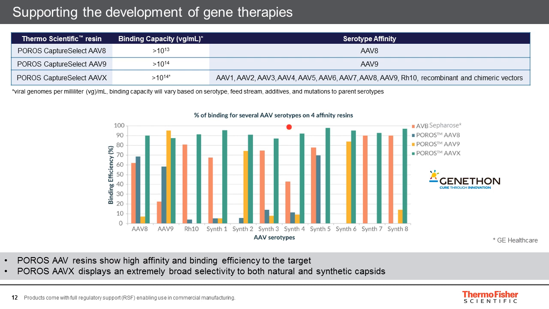And that we actually launched AAV8, 9, and AAVX to purify adeno-associated virus. As said, here you can see data from Genethon, where Genethon actually compared AVB Sepharose from GE Healthcare, which actually has got a CaptureSelect ligand on it, together with AAV8, 9, and AAVX, where you can clearly see, which is the green bar, that AAVX outperforms all of the other products on a variety of AAV serotypes, which definitely demonstrates that AAVX displays an extremely broad selectivity to both natural and synthetic capsids.